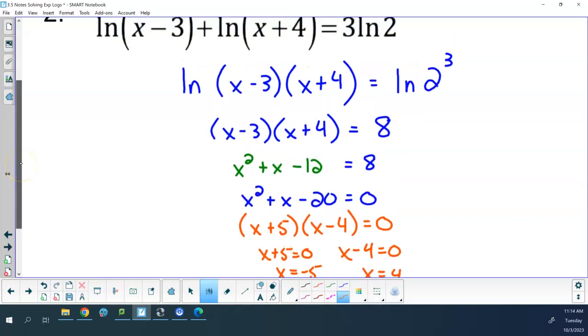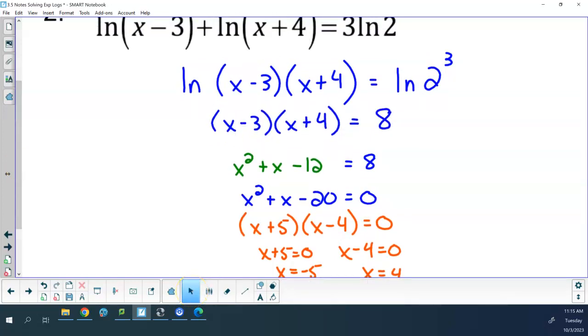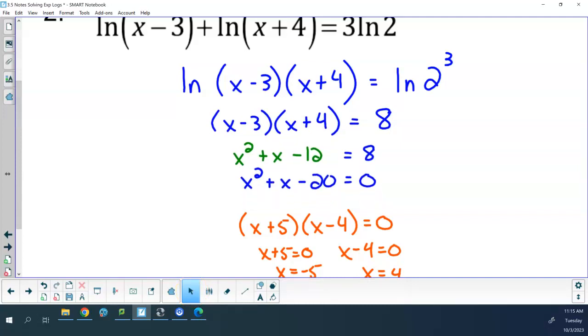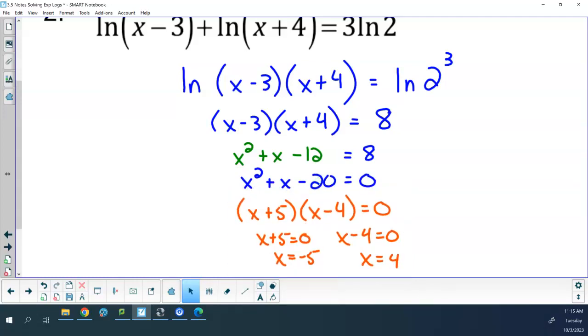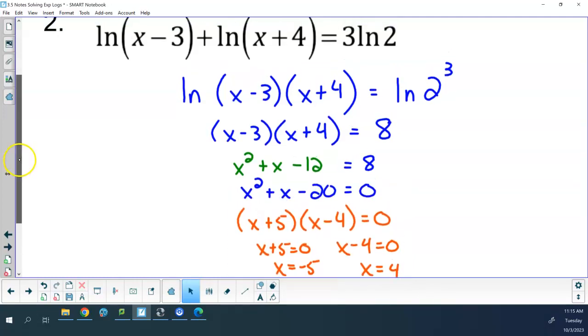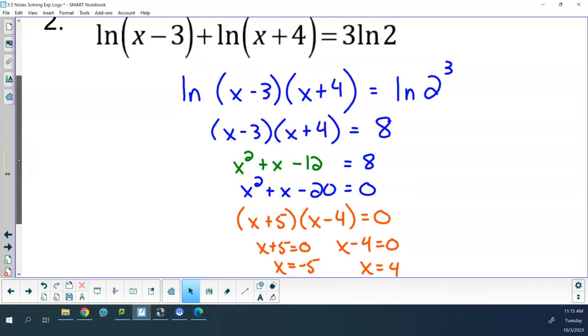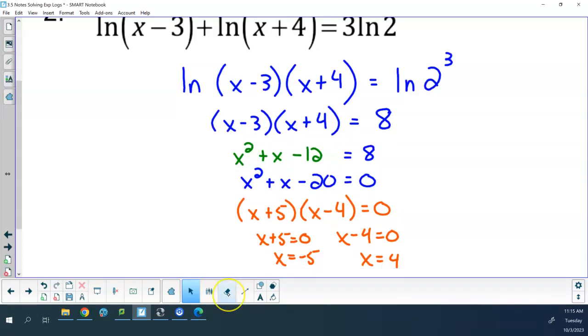I don't know if I can squeeze it up. I'm going to move up. Let's see if I can slide this up a little bit. Now I can get it all in one. Final answer is, oops.